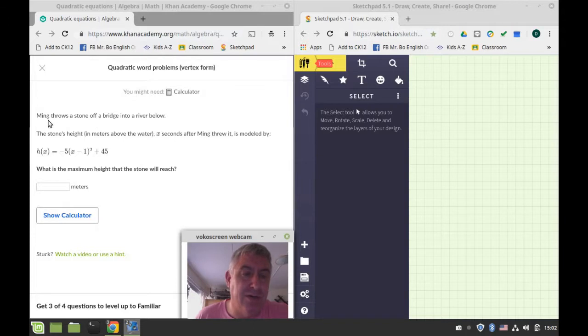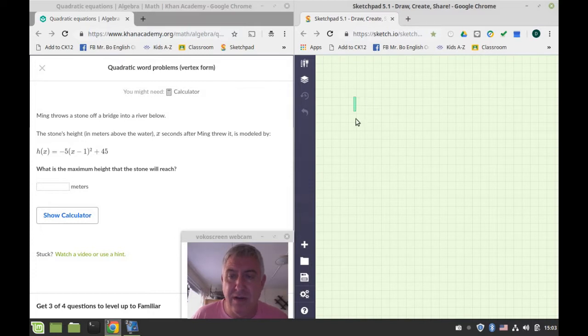All right, so Ming throws a stone off a bridge into a river below. The stone's height in meters above the water, x seconds after Ming threw it, is modeled by the given equation. What is the maximum height the stone will reach?